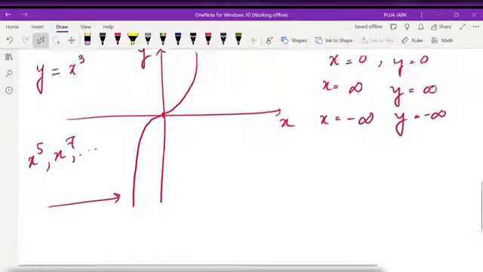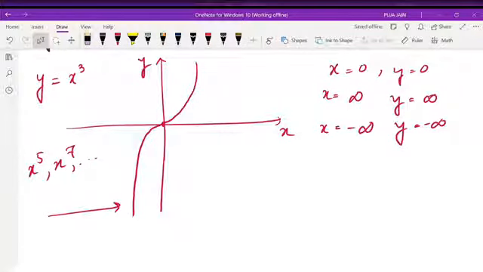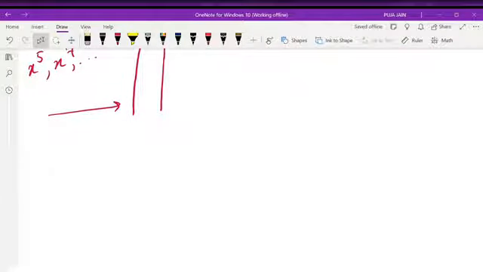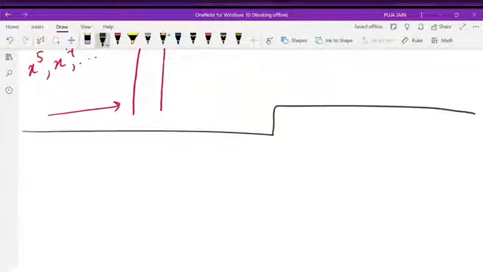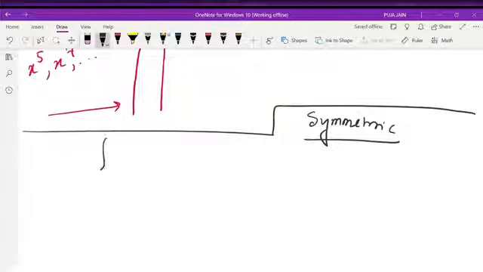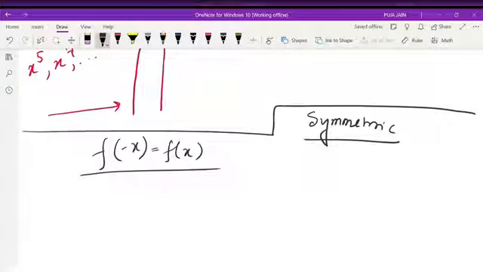Now we will know what is a symmetric or an antisymmetric function. For a symmetric function and for an antisymmetric function, how will we get to know? There will be a symmetry. Okay, see, I am telling you. For a symmetric function, when can we say a function is symmetric? When f of minus x is equals to f of x, then we say that the function is symmetric. For example, suppose y is equals to x square minus 10.